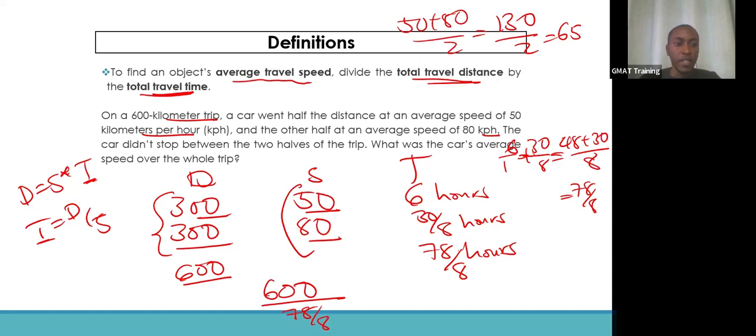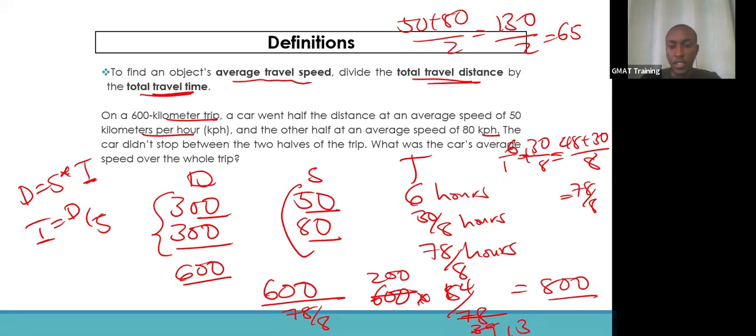All right. So with that, we can find the total distance, that's 600, over the total time, 78 over 8. So you get the average speed over the whole trip, which will be 600 times 8 over 78, which simplifies by 2, by 3, and gives 800 over 13. So you can simplify that, but that's the average speed over the whole trip. 800 divided by 13 is not 65. So be careful with the wording average travel speed.